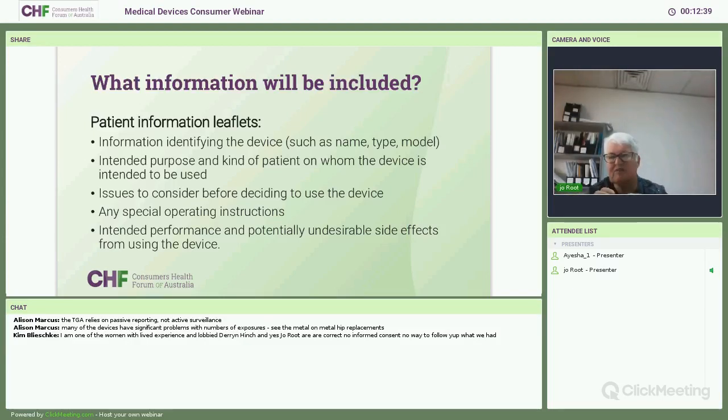And up on the screen you'll see that we've highlighted what will probably be seen as the minimum information that we might expect from a patient information leaflet. So, information identifying the device, such as name, type, model, intended purpose and the kind of patient on whom the device is intended to be used.